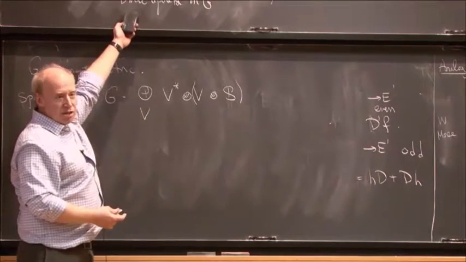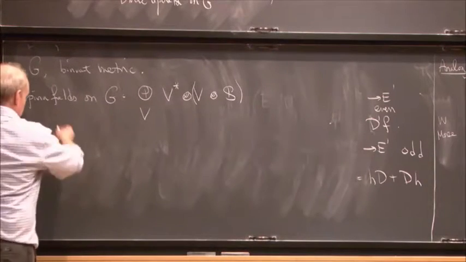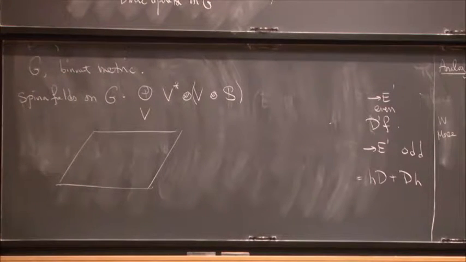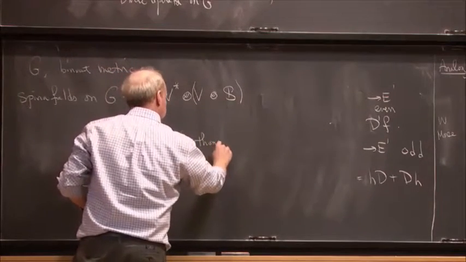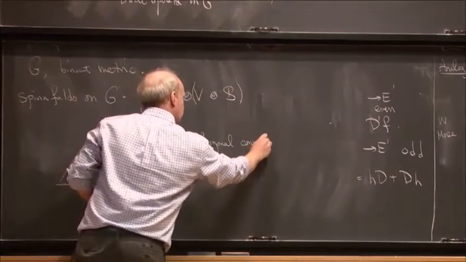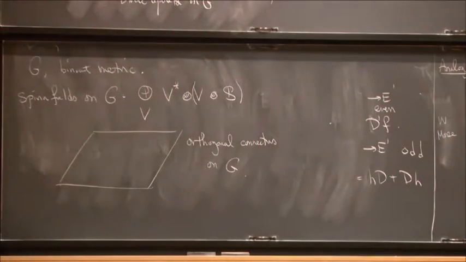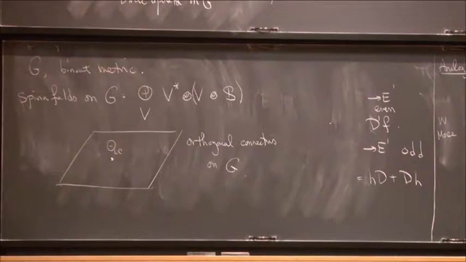So usually in Riemannian geometry, we use the Levi-Civita connection. So if we think of G as a Riemannian manifold with this bi-invariant metric, then there's an infinite dimensional affine space of orthogonal connections. And the Levi-Civita theorem says this affine space has a distinguished point, which is the Levi-Civita connection, the one characterized by having zero torsion among all these connections.